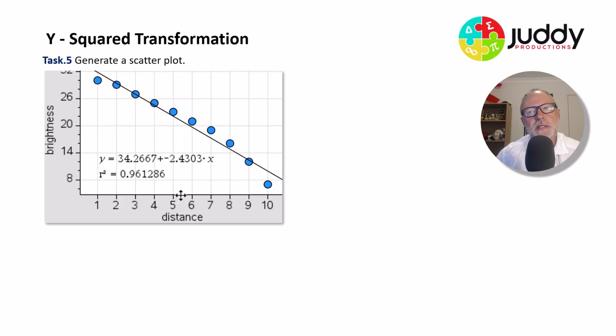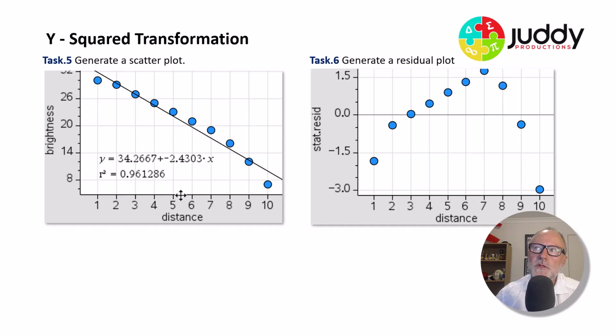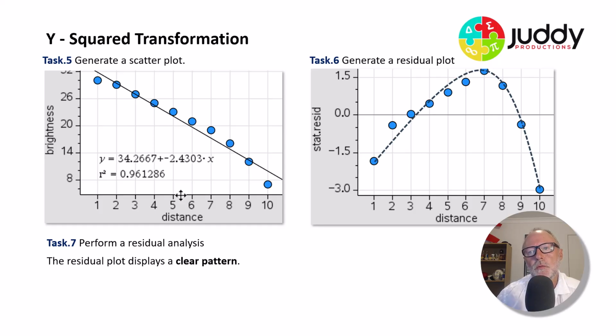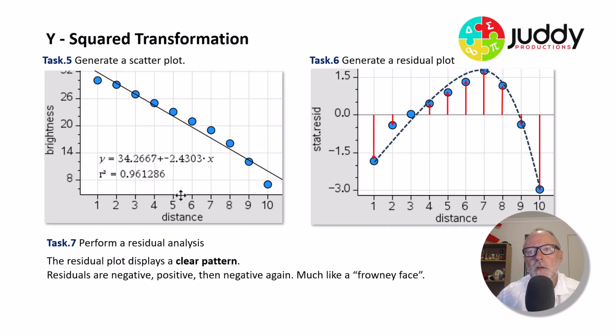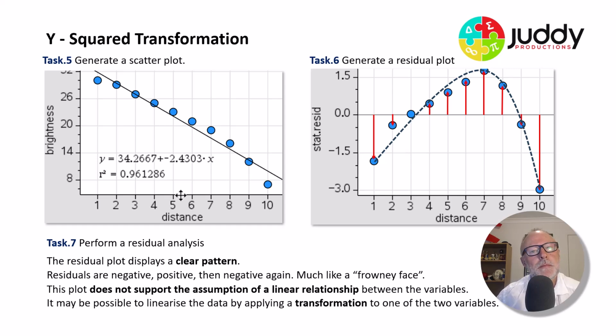Task 5 was to generate a scatter plot, and we see here our scatter plot. Task 6 was to generate a residual plot, and there's a pattern obvious in this straight away. Task 7 was to perform a residual analysis. So the residual plot displays a clear pattern. The residuals are negative, then positive, then negative again, much like a frowny face. This plot does not support the assumption of a linear relationship between the variables. It may be possible to linearize the data by applying a transformation to one of the two variables.